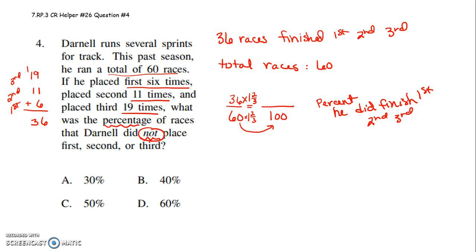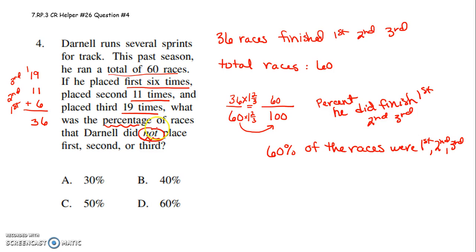I used my calculator to figure that out. I took 100 divided by 60. So now I'm going to multiply 36 by 1 2/3. It happens to be 60% of the time. These 60s, it's just a fluke. That normally doesn't happen. So this represents 60% of the races were first, second, or third place.